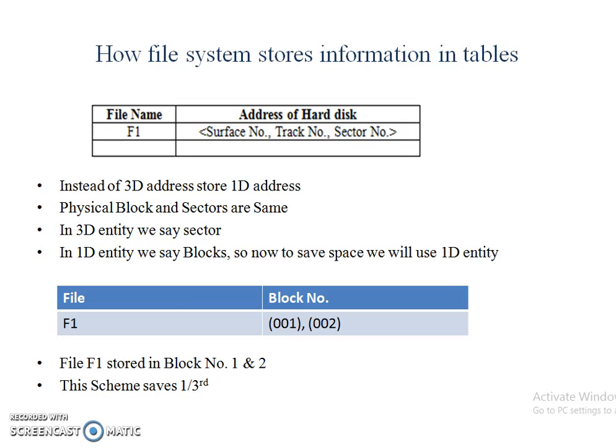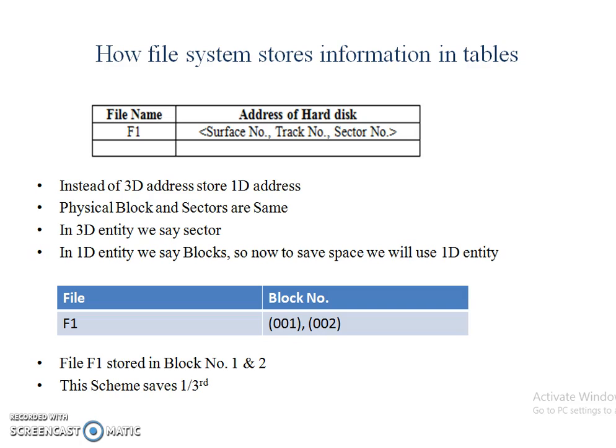This is the table having the attributes file name and address on the hard disk, and the address on the hard disk is the surface number, track number and sector number, which we call a 3D address. To store an address like this, a lot of space is consumed. Also, dealing with three parameters is cumbersome. So how do we resolve this problem?